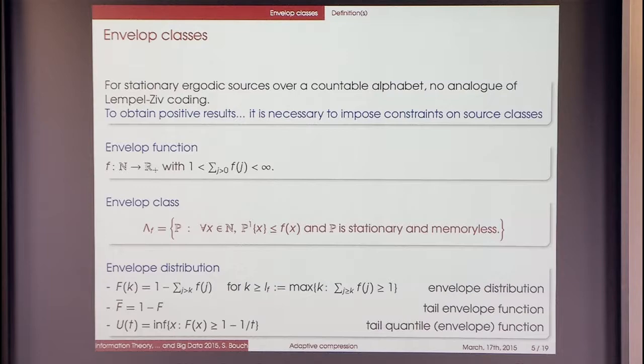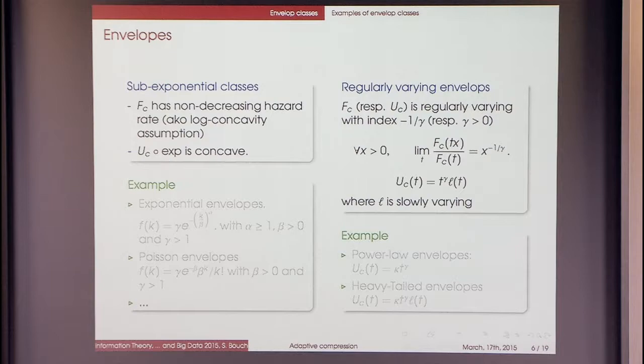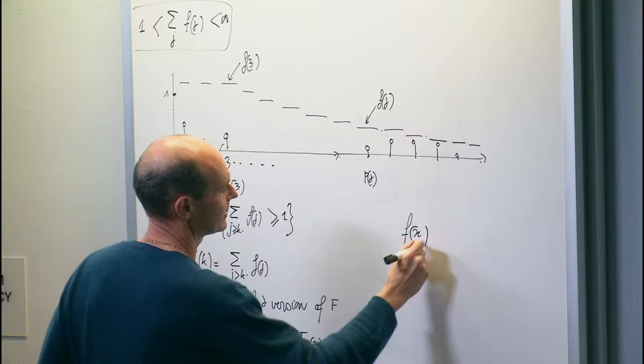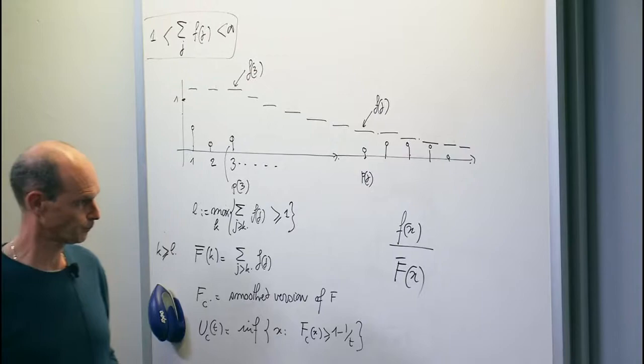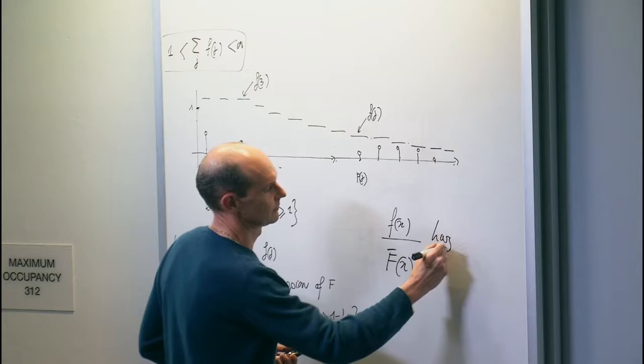Okay, so what kind of envelopes do we have in mind? Well, there are light tail envelopes and heavy tail envelopes. So the light tail envelopes will be defined by taking a smoothed version of the envelope distribution and assuming that it has a non-decreasing hazard rate. So this is very much like the log-concavity assumption that was used yesterday afternoon. And well, the hazard rate of a distribution is, if you take the density, the density divided by the tail function. And we assume it to be non-decreasing.